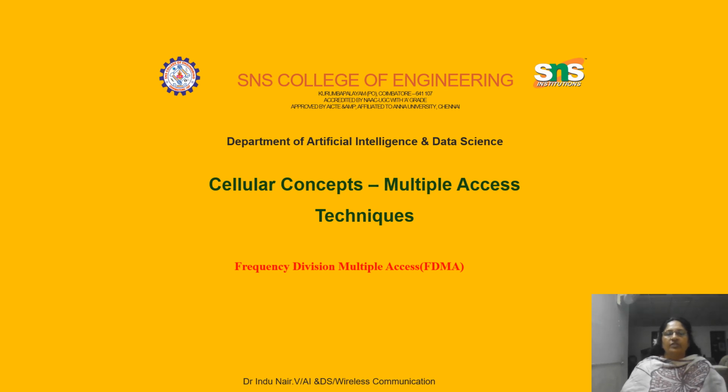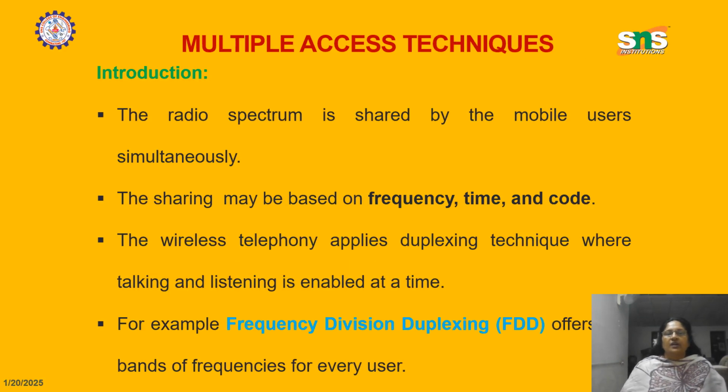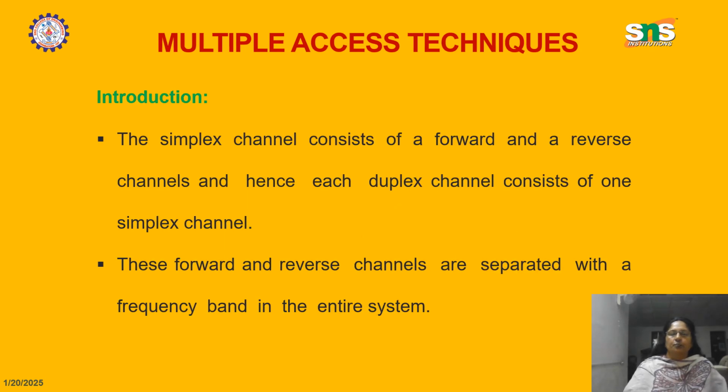Good morning. The topic for today is multiple access technique, frequency division multiple access. The radio spectrum is shared by the mobile users simultaneously. The sharing may be based on frequency, time, and code. The wireless telephone applies a duplexing technique where talking and listening are enabled at a time. For example, frequency division duplexing offers a band of frequencies for every user.